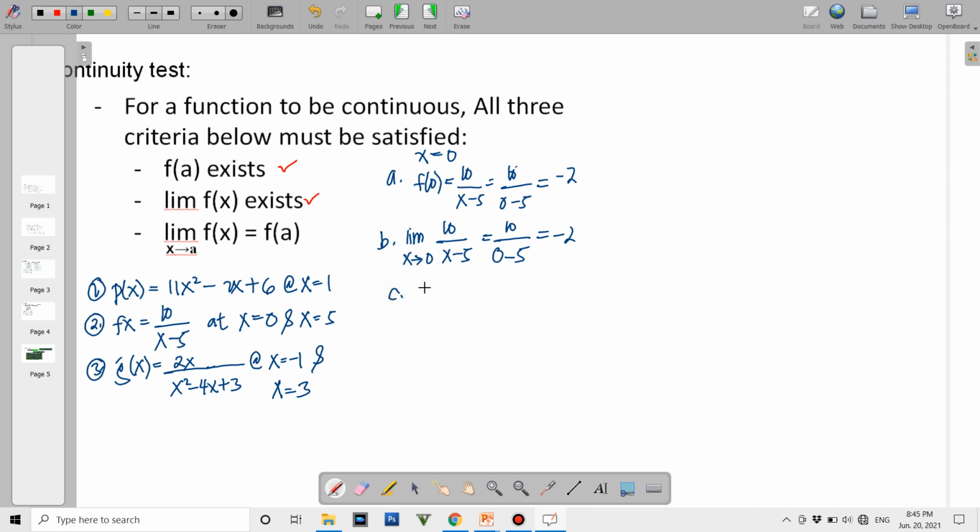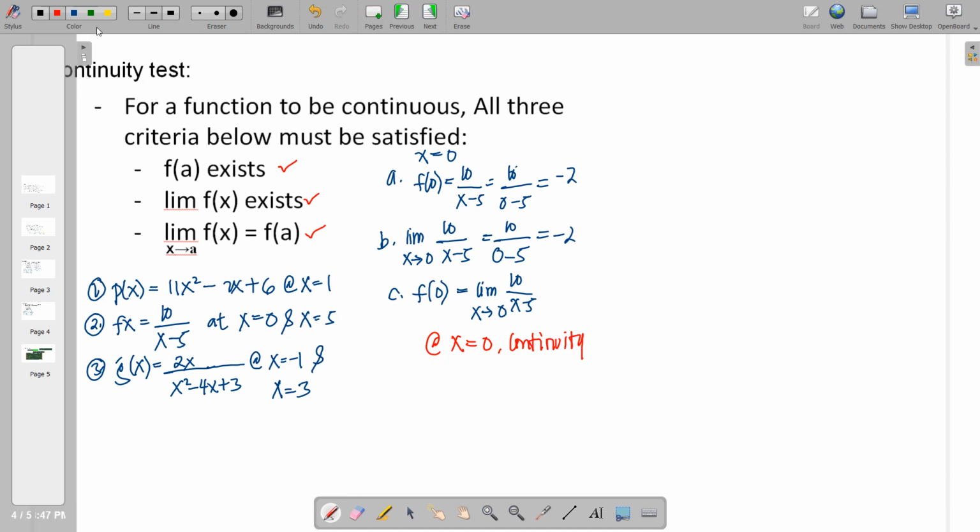And lastly, letter C, we found that f of 0 is equal to the limit as x approaches 0 of the function 10 over x minus 5. So all criteria are met, hence we can say that at x is equal to 0, we have a continuous function. So we can place here that it is continuous.